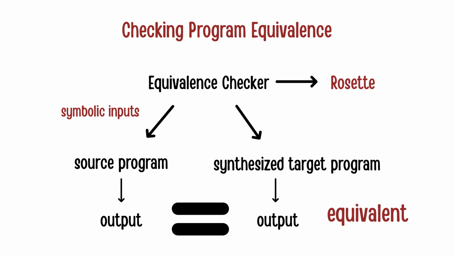Since loops are only unrolled up to a certain limit, the verification is technically bounded. This means there is a theoretical possibility that an incorrect program could pass verification. However, the authors report that they did not encounter this issue in practice.